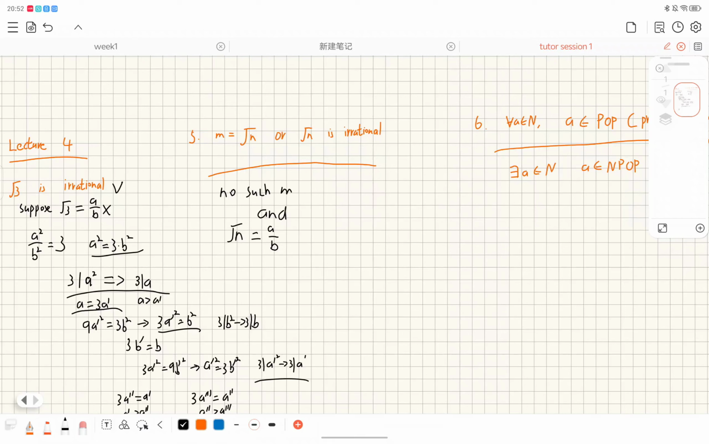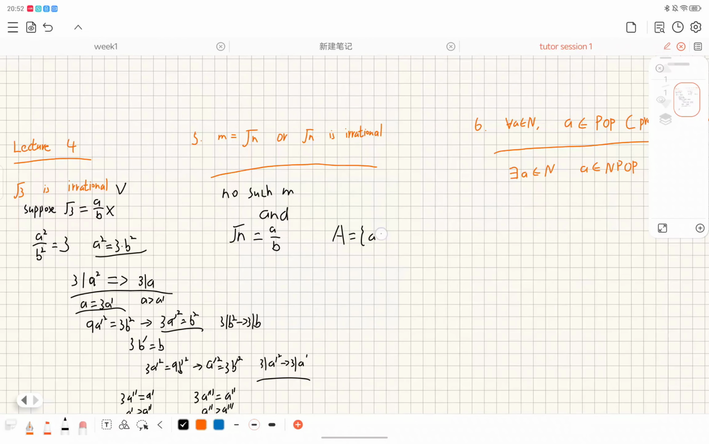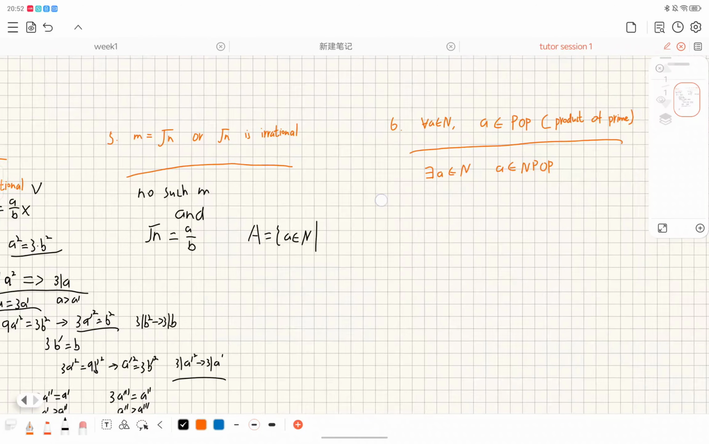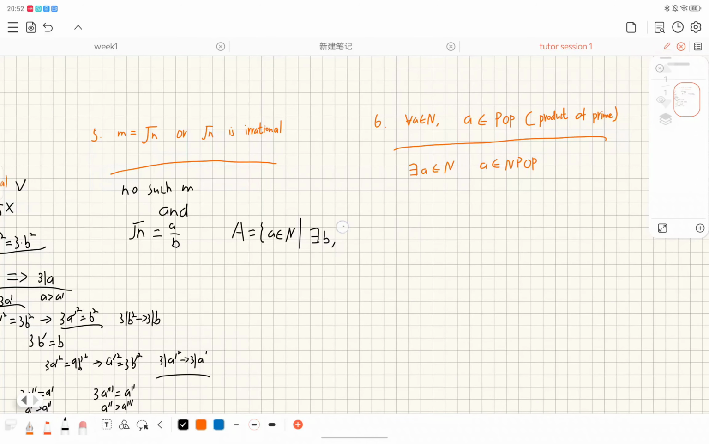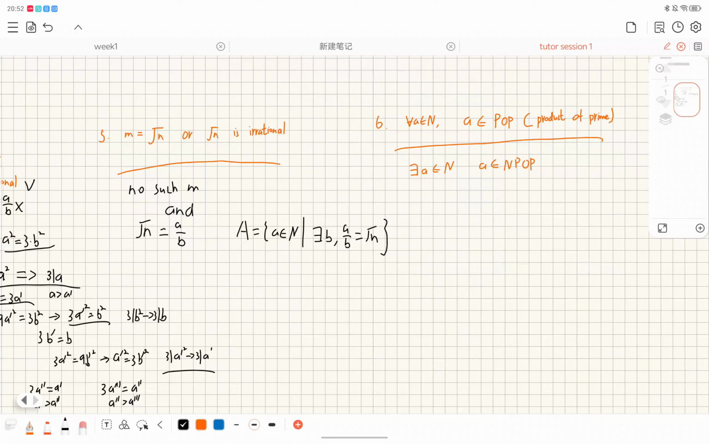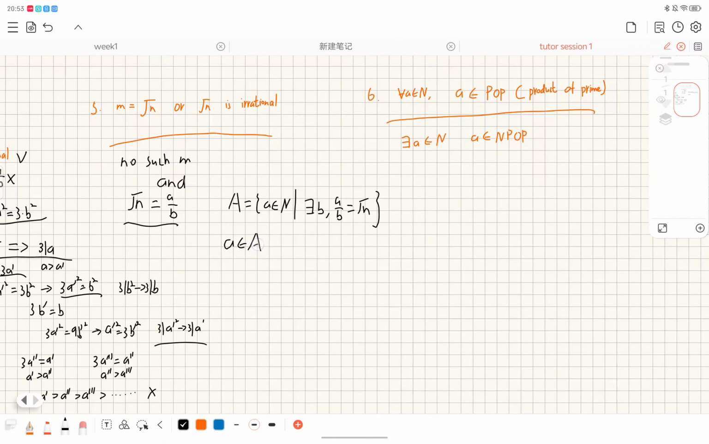Then we can just do a similar thing. Okay, so let's do this one. Here, let's try to use well ordering. Let's suppose there is a set called large A. Large A contains all the a in natural numbers, of course, such that there exists some b so that a over b equals square root of n. Okay, so as we know that square root of n is not irrational for this case, it's rational, so we know that A is non-empty. And A is a set of natural numbers, so according to well ordering, we can say that there is a smallest element in A.